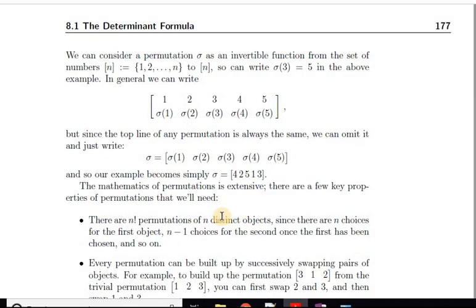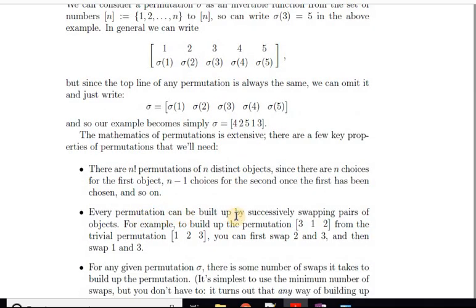All right. Now, there are some combinatorics or algebraic facts about permutations that we're not particularly going to go into. There are n factorial permutations. And if you've taken a probability class, you may have seen how to get that. You have n choices, in this case, for instance, one could go to 5 different values. And once I choose the value for 1, 2 can go to 4 different values, 3 goes to 3 different values, and so on. All right, so this is true. And every permutation can be built up by successively swapping pairs of objects. Okay? So, for example, to build up the permutation 3, 1, 2 from the trivial permutation 1, 2, 3, you can first swap 2 and 3, and then swap 1 and 3.